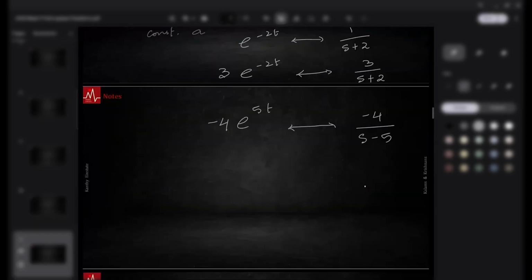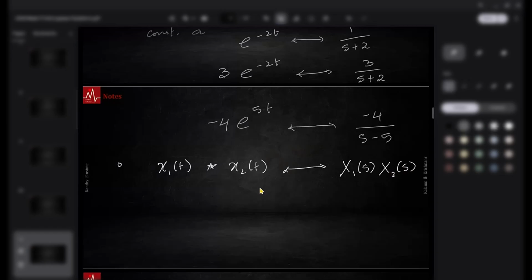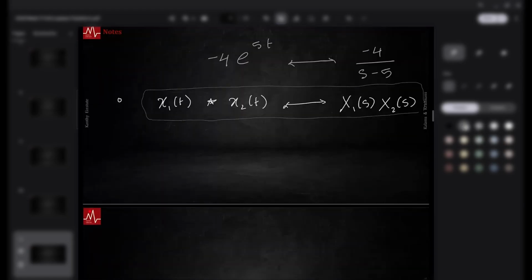So the most important formula I have already said. Take two functions and do a convolution. What is convolution? We'll do that tomorrow. It becomes x1 of s times x2 of s. This I have already told you. Convolution becomes a product. Important property. Write down what that is: convolution becomes a product.